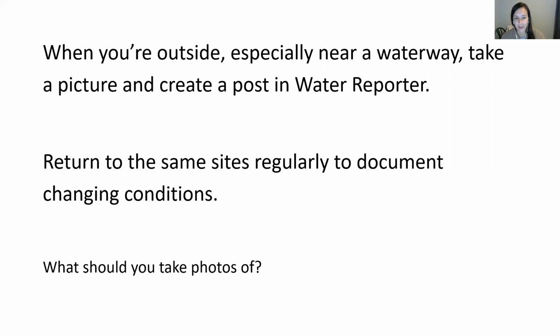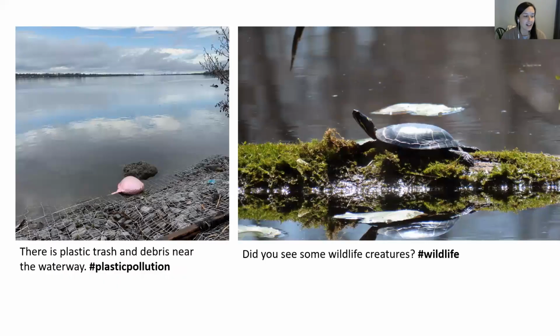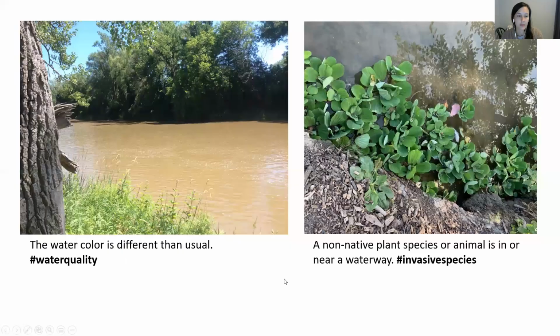So what exactly would we take photos of? So say you see plastic trash along our waterways. Where is that trash located? What type of litter are you seeing? So here's a balloon I saw along the Niagara River. Are you seeing wildlife along specific waterways? What type of creatures are you seeing? Maybe you're noticing that the water color is different than normal. Snap a photo of that.